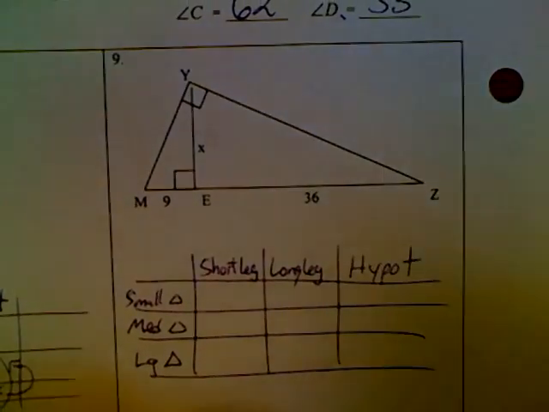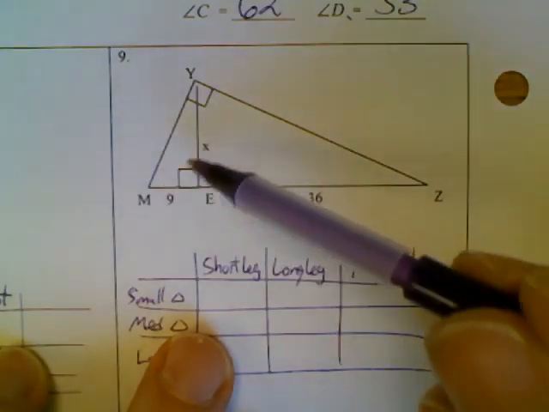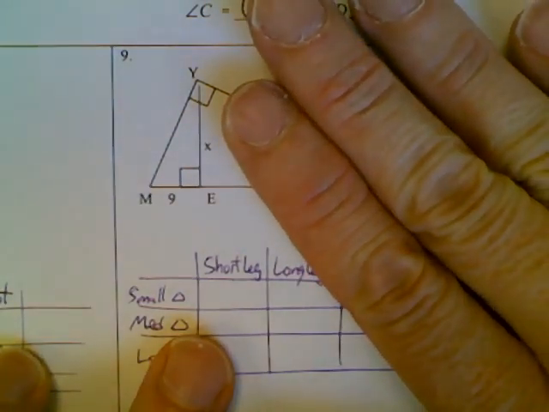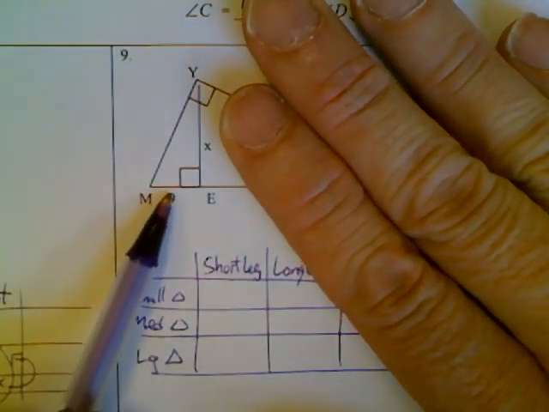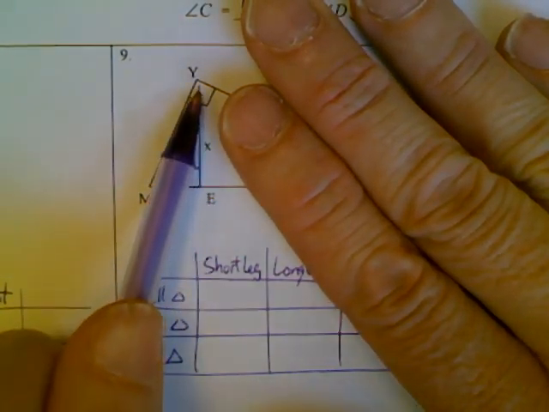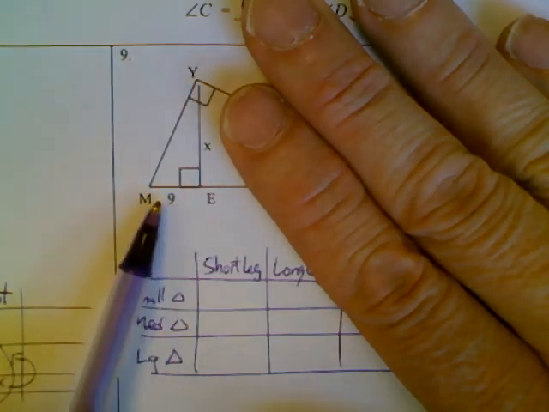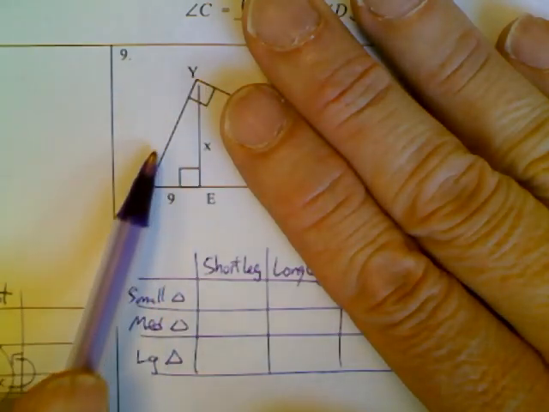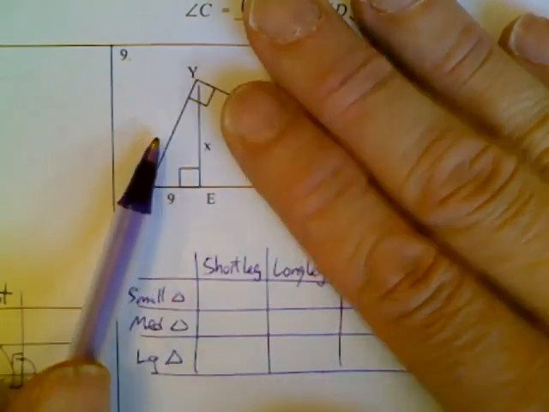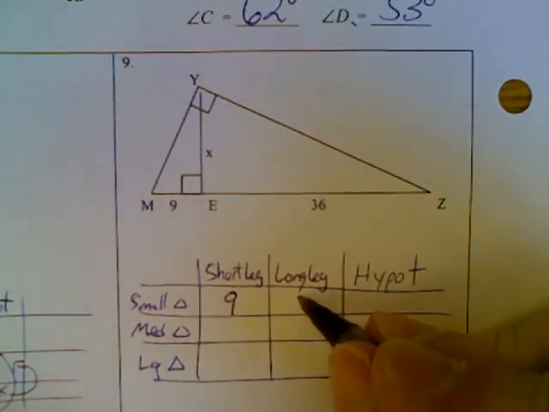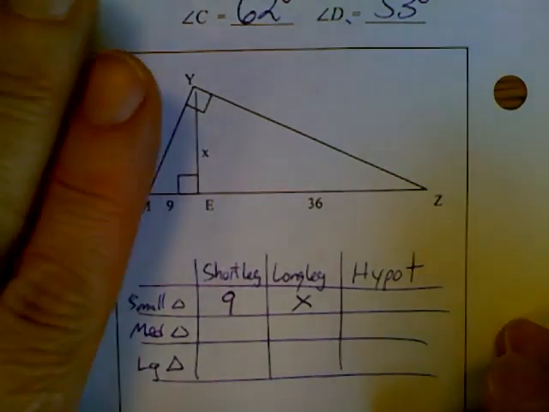Okay? So let's go to the small triangle and work our way around the small triangle. It's over here on the left. Try to block the big triangle out of your view. The small triangle has a shorter leg of 9, a longer leg of x, and the hypotenuse is blank. So I'm going to fill in that row of the table: 9, x, blank. Short leg, long leg, hypotenuse.